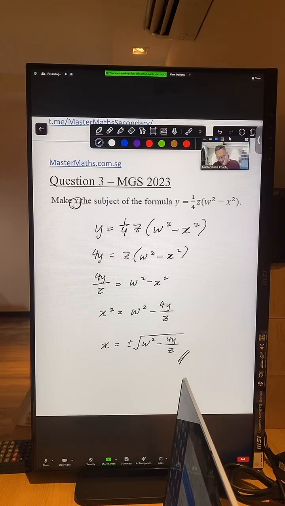M not need to reverse. Where got M need to reverse? Nah, what question are you talking about? Okay, what secondary level is this? This is prelim. Prelim, so sec 4 lah.